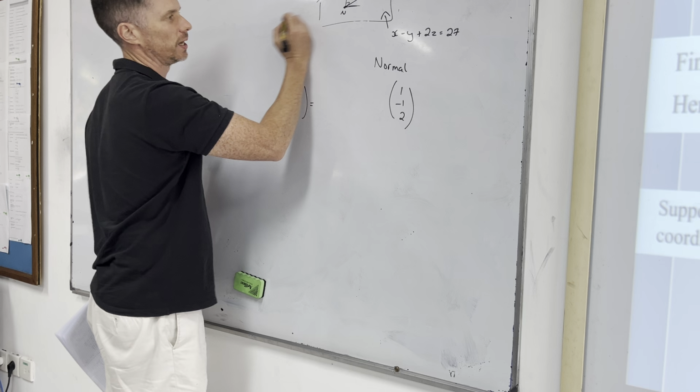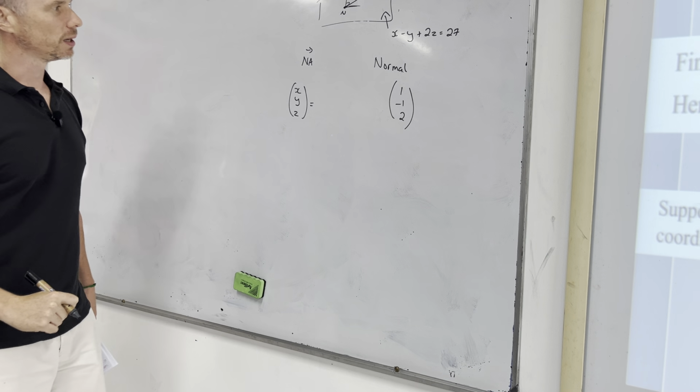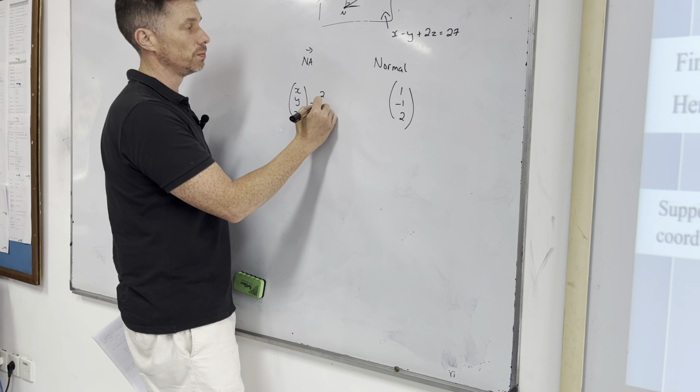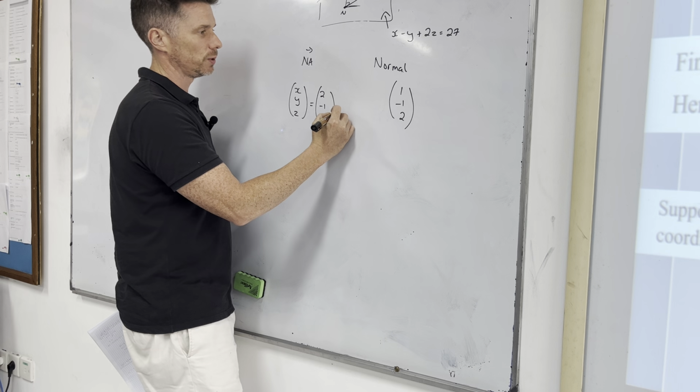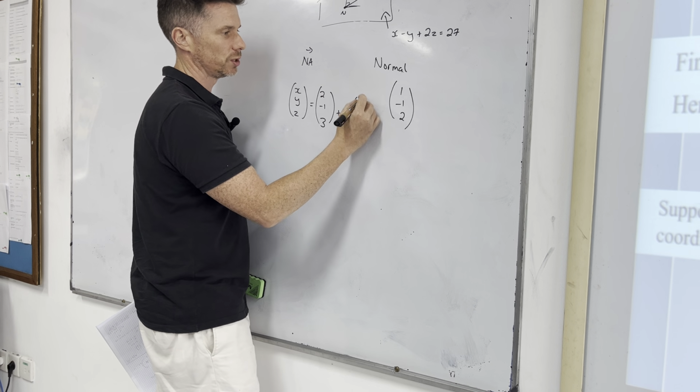Yeah, N to A might make more sense, considering it's going that direction. Yeah, N to A. The equation of that line has a position. We have a position on the line, 2, minus 1, 3. And we have the direction of it. It's going 1, minus 1 and 2.